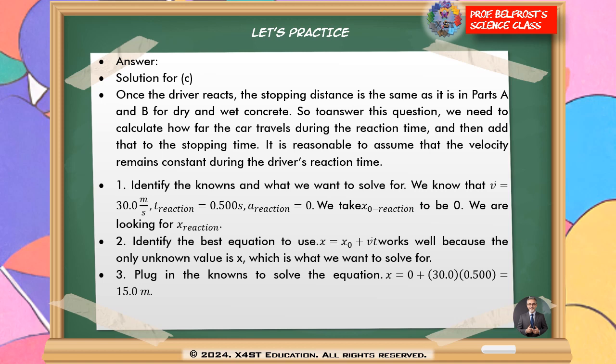And for C, first we also re-identify the knowns and what we want to solve for. The knowns have been presented in the slide, and we want to solve for x reaction. Then identify the best equation to use, and the equation that best fits our case is x equals x0 plus v bar t. Then we just plug in all the knowns to solve this equation, and it will bring us 15 meters.